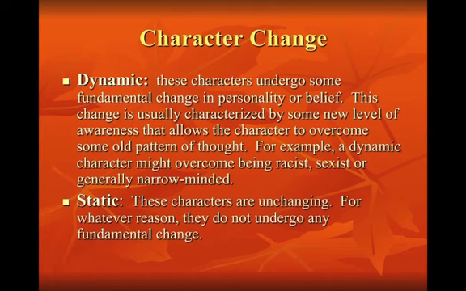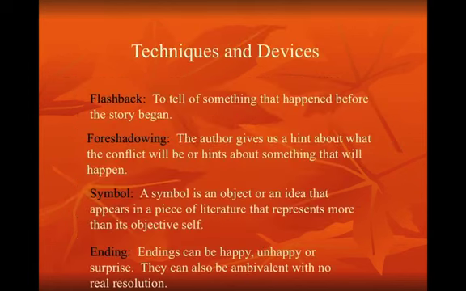We also talk about how characters change. They can be static, which means they don't change, and dynamic, which means they do change. I want to review some of the techniques and devices. You know about flashback and foreshadowing and symbols. And you know that there's different kinds of endings, happy, unhappy, or surprise endings. Endings can also be ambivalent with no real resolution.